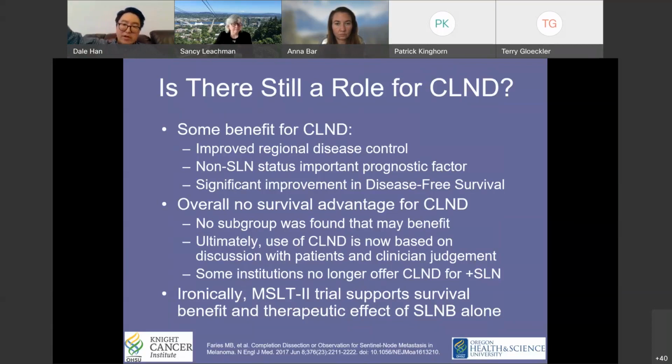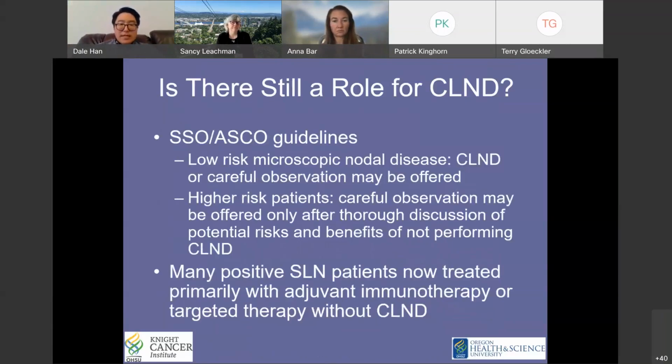Remember, earlier on in my talk, I talked about removing these sentinel nodes. We didn't know if that provided a therapeutic benefit, but because most patients with a positive sentinel node have one positive node with melanoma, by doing a sentinel node biopsy, you remove that one node, and that's actually potentially therapeutic.